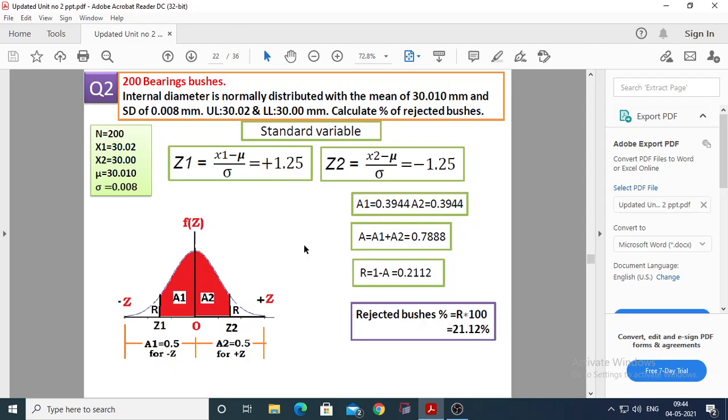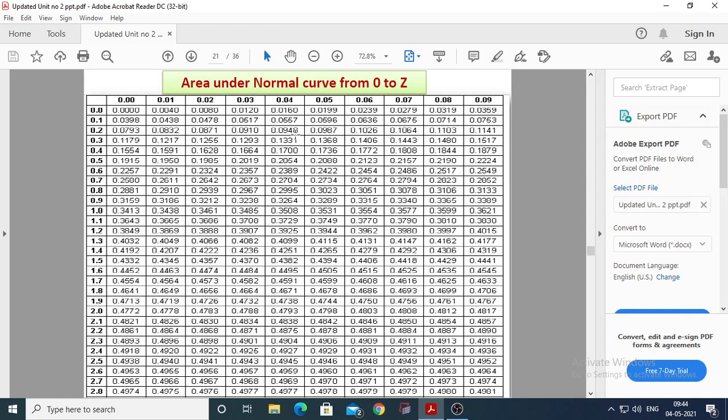Then how to find that area value? Here is plus 1.25 and here is minus 1.25. We don't consider the sign when we find the area. You have to consider only the value 1.25. Then how to calculate with the help of the chart: area under normal curve from 0 to z. For 1.25, check 1.2. Where is the 1.2? Here is 1.2.